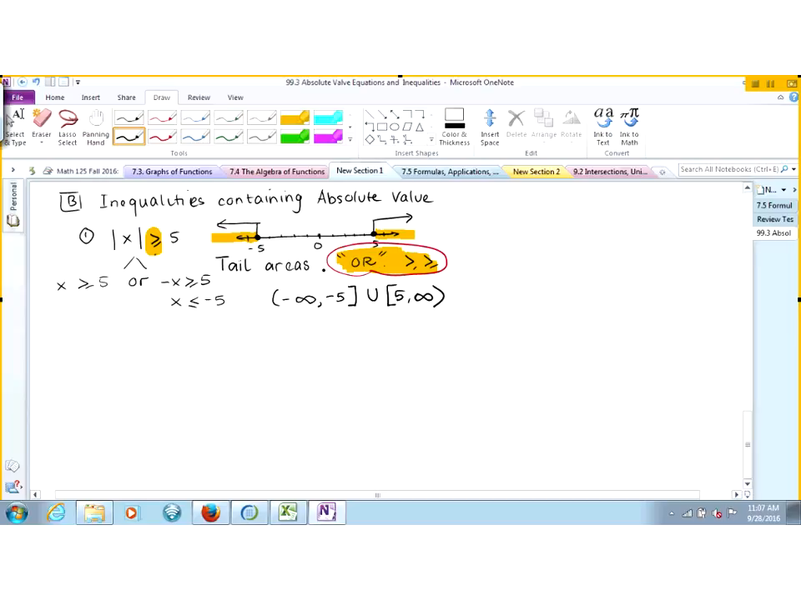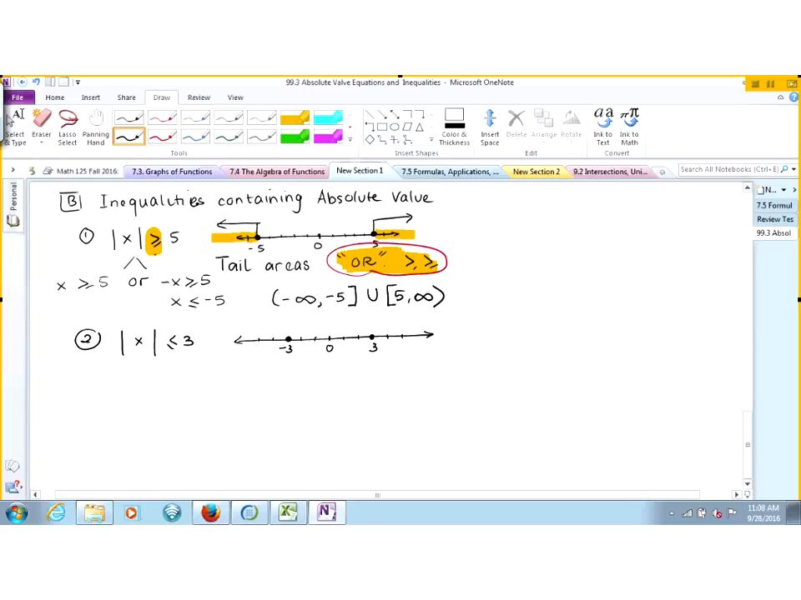If the sign is less than, it's something else. So when do we use or? Greater than or equal to. Now the next one. Let's do absolute value of x is less than or equal to 3. Or less than 3, it doesn't matter. Let's draw it first to get a visual. 0, 1, 2, 3. So this is 3. This is negative 3.